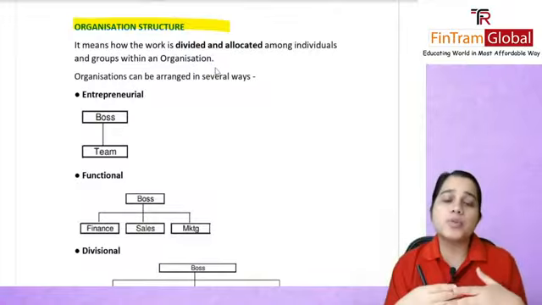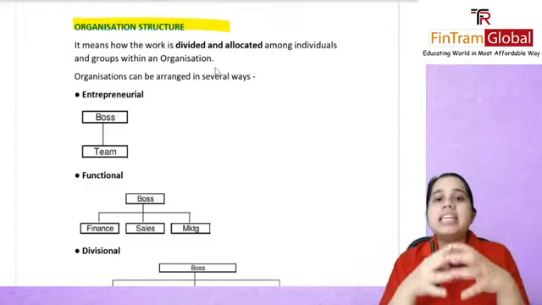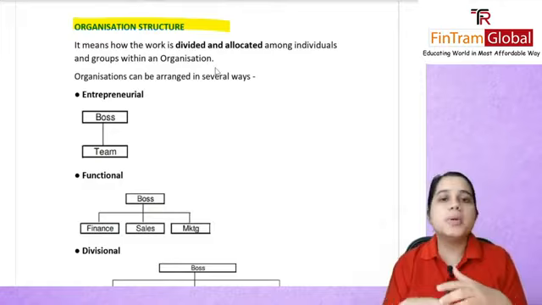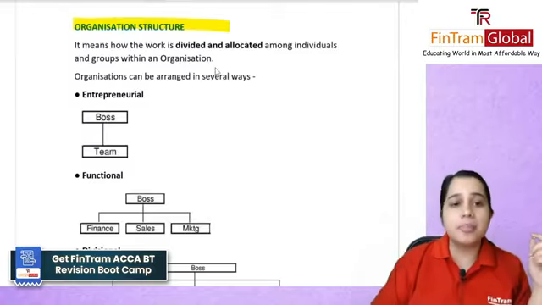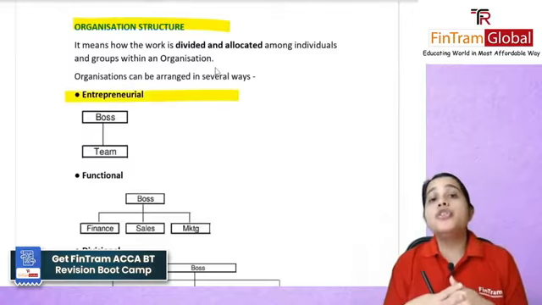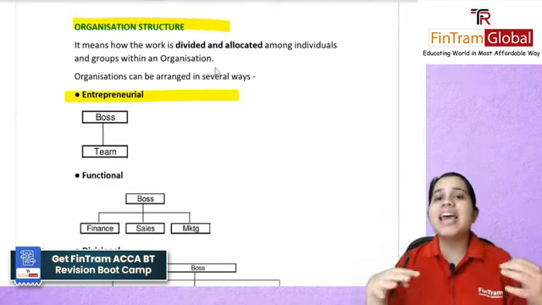We had seen so many types of structure, and why do you have these structures? So that you can easily divide and allocate work between your employees. So you can have various sorts of structure. For example, the first one is your entrepreneurial structure, wherein you are the boss and you will have people working directly under you.